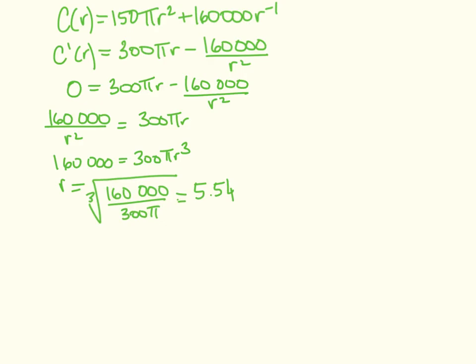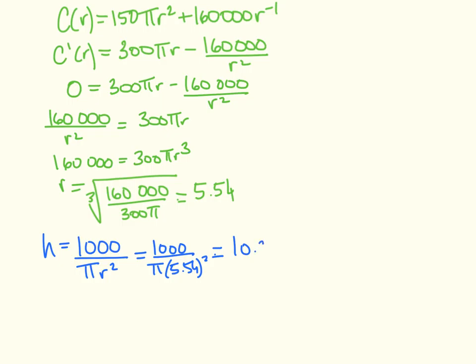Now let's go back and use what we substituted for height earlier. So we said height was equal to 1,000, that was the original volume, divided by pi r squared. And so we're going to get, just subbing it in, 5.54 squared. Our height is going to be 10.38 meters.